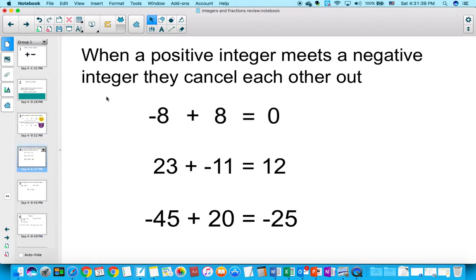So when positive integers meet negative integers, they cancel out. They knock each other out. Let's take a look at negative 8 and 8. You have negative 8, evil 8, and 8, and they collide and cancel out and you get 0. If you look at 23 and negative 11, that negative 11 crashes into the 23 and takes away 11 out of it. So what's left is 12. You have 12 positive numbers left.